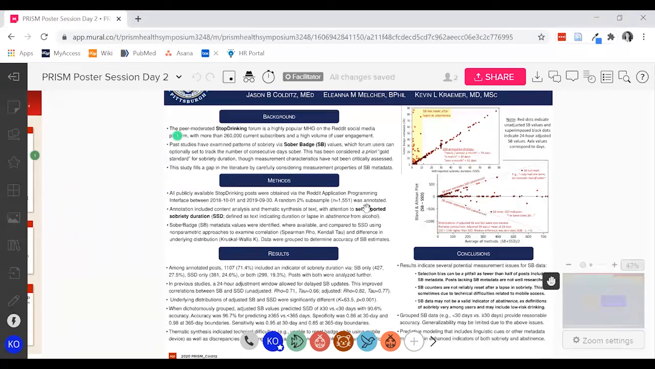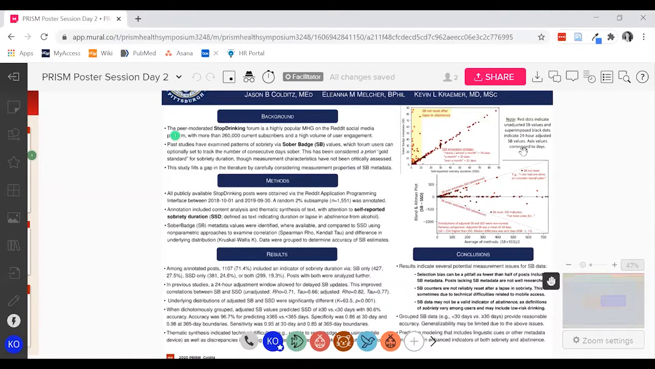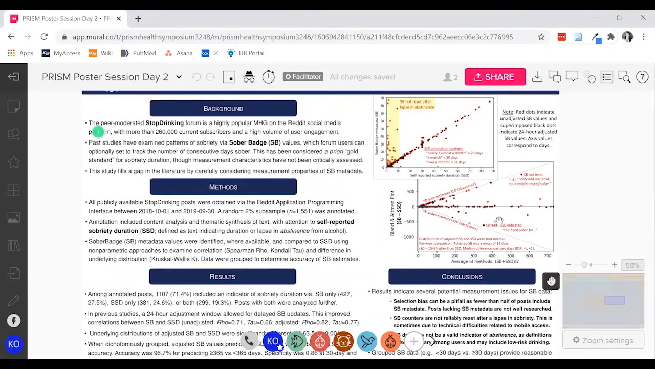This poster is, our research question was essentially about the Sober Badge data points, which are metadata that are particularly alluring to look at abstinence status, which is a common outcome in alcohol use recovery research. But previous studies haven't looked at the measurement characteristics, so our goal was to understand whether or not the Sober Badge metadata were an accurate approximation of abstinence. Findings indicated that they were reasonably accurate if you looked at them dichotomously, as in more or less than 30 days abstinent. However, as a continuous indicator, there were several measurement issues, and we wouldn't recommend using them as a sole indicator of abstinence status.